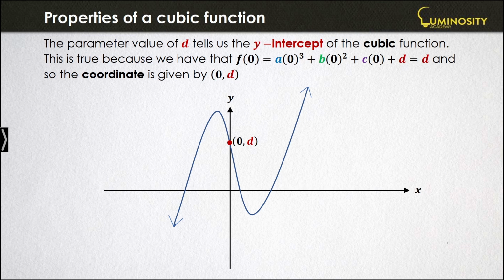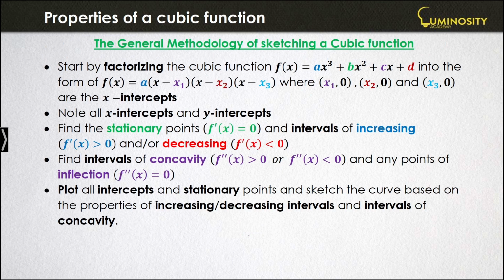So the parameter value of d tells us the y-intercept of the cubic function. And you can see why this is true, because if you plug x equals 0 into the general form, because that's how you find a y-intercept, all these terms vanish to 0 and you're just left with d. So the coordinate for the y-intercept is given by 0, d. If d was positive, it would go up here. If it was negative, then it would go down here. So that is the y-intercept. That is what the value of d tells us about the cubic function.